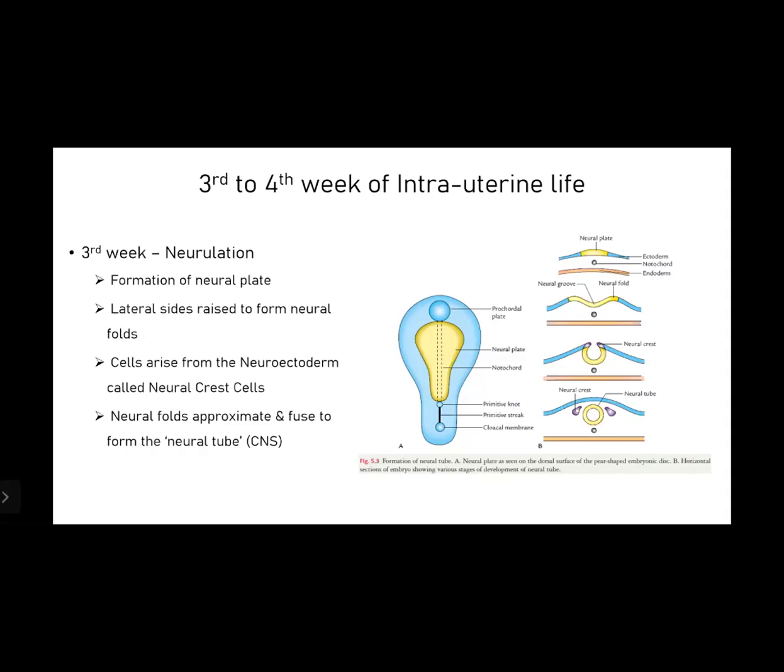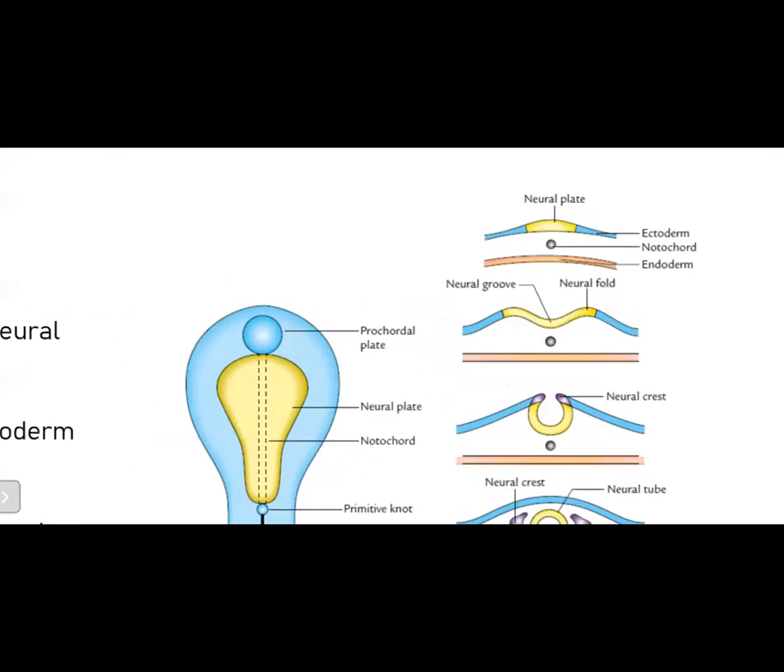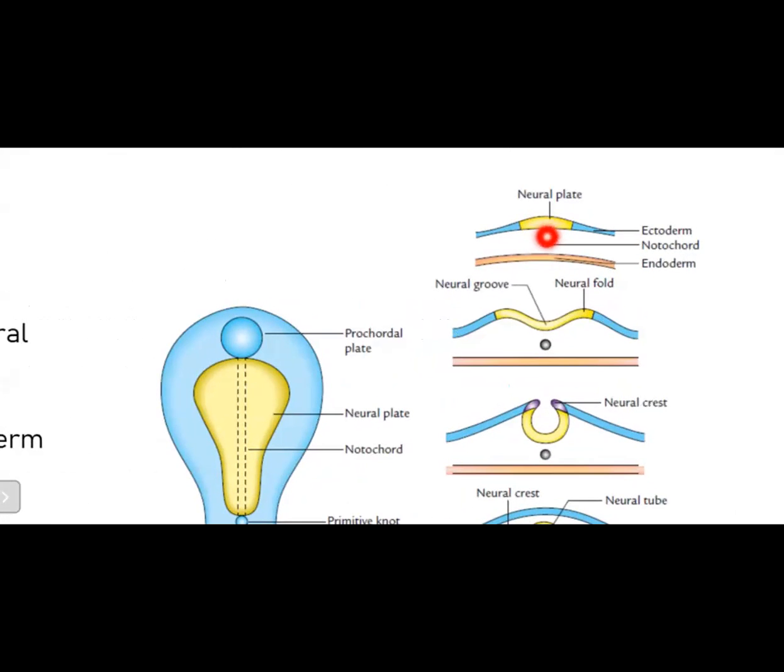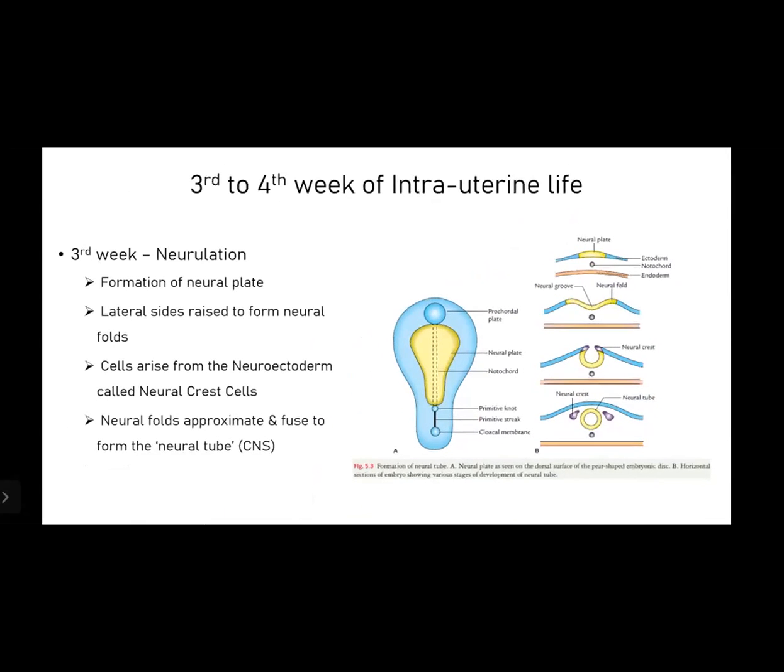Because you have the underlying notochord, which actually gets the cells on the top to form the neural plate. Can you see in cross section? You can see that that's the notochord there. And so they stimulate an area of overlying cells, and this is referred to as a neural plate. And over time, the edges are raised to form what we call the neural folds.